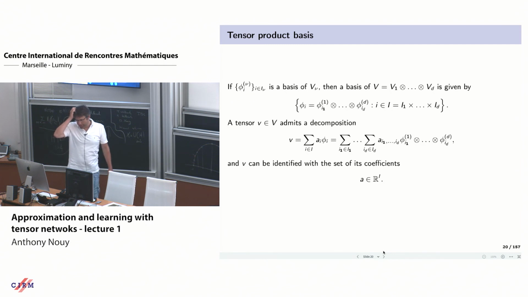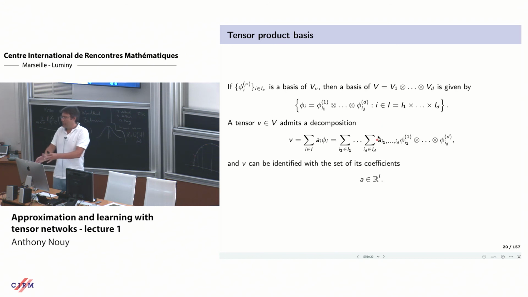Okay. So now let's talk about representation of these objects. If you have a space V_ν which has a certain basis, denoted φ_i^ν, then you will obtain a basis for your algebraic tensor space given by the tensor product of the basis of the individual spaces, called the product basis, tensor product basis. And the tensor v in the algebraic tensor space will admit a decomposition as a sum of coefficients a_i times φ_i, where a_i is a multidimensional array.